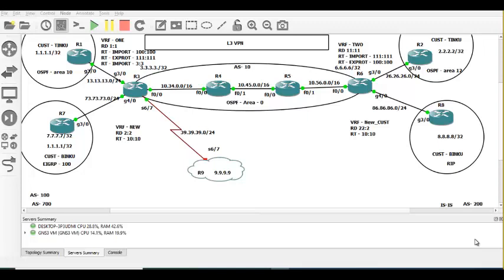The internet, in our case, it is between router 3 and router 6. This internet is acting as a backbone area. When I say backbone area, I'm not talking about OSPF area 0 of the ISP. I'm not talking about that. It is the VPN that becomes a backbone.